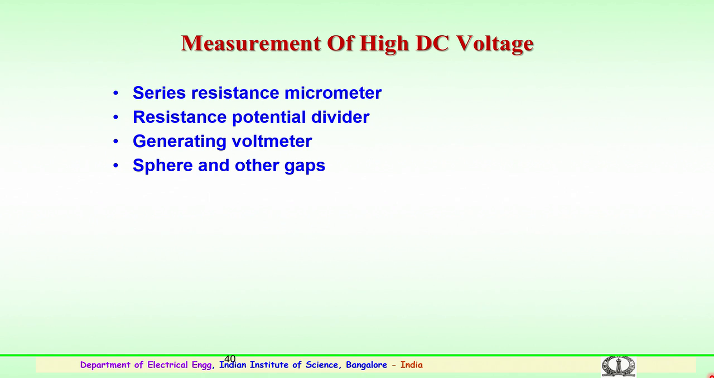For measurement of high DC voltages, these are the methods which are generally used. First, the series resistance microammeter method, where a number of resistances are connected in series with the help of a microammeter; this method is used for measurement of DC. The second is the resistance potential divider, the third is the generating voltmeter, and the fourth is the spark gap arrangement assembly.